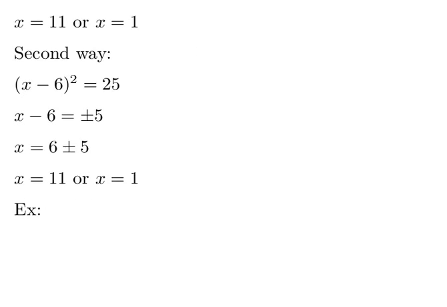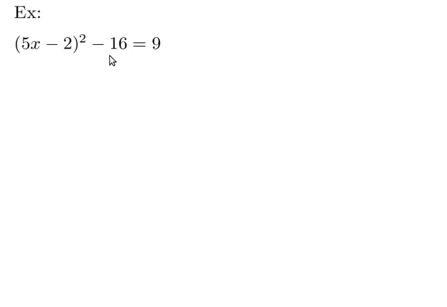Example. So we have 5x minus 2 quantity squared minus 16 equals 9. Now I chose these numbers for a reason.